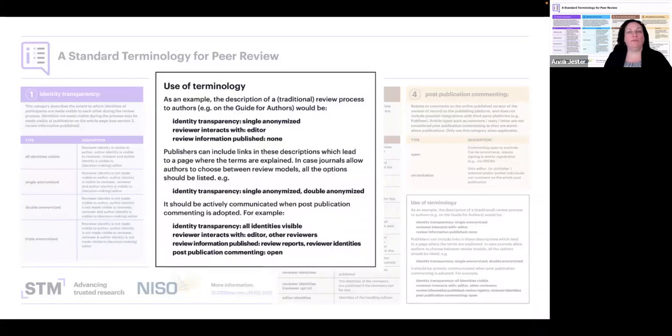The same for who the reviewer has interacted with. Please make sure that's both in your author guide as well as on the individual article page as well. And then simultaneously, the review information that is published or the post-publication commenting, you definitely want to be including that information in your author instructions.